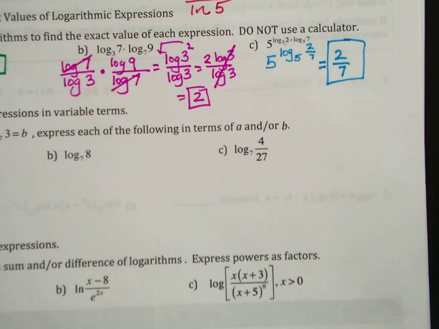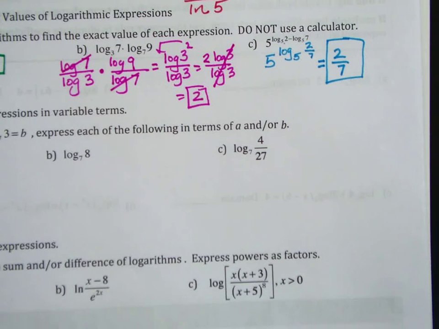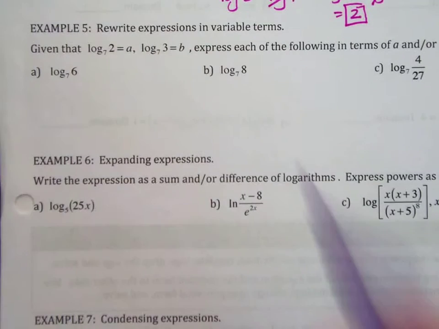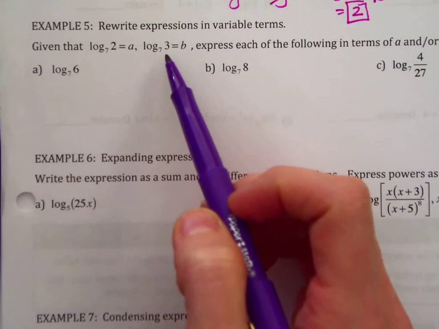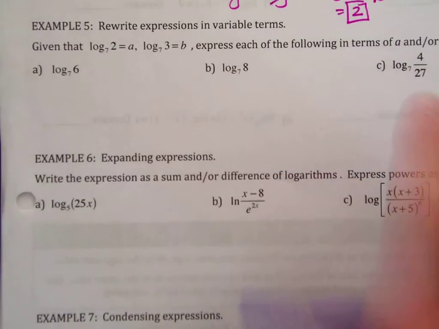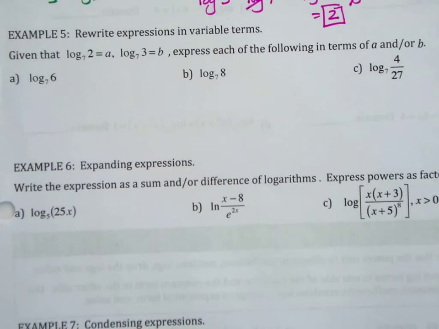Okay, so for the next part, example 5 here, we're still going to be using properties. We're going to really focus on the product and quotient properties, and we're going to put in the power property here and there as well. And let's take a look at the directions here. We are given that log base 7 of 2 is A, log base 7 of 3 is B, and what they want us to do is change these logs so that it's only in terms of A's and B's. Okay, so we're not going to have a log anymore. We're only going to have A and B.